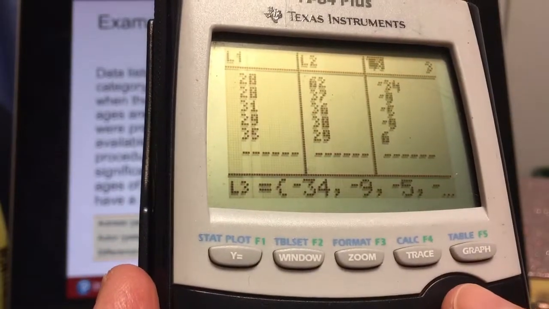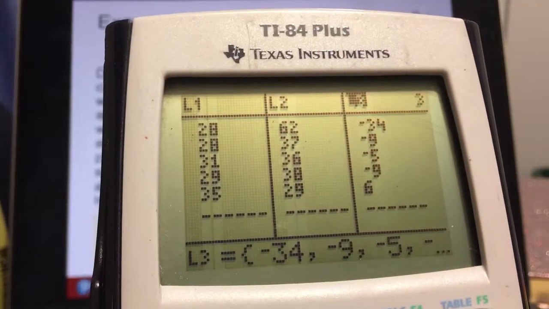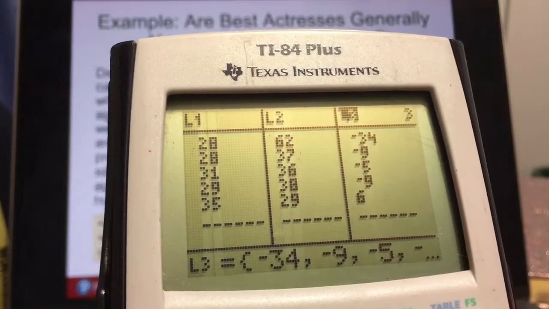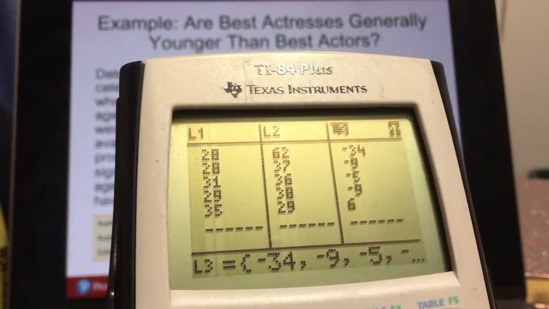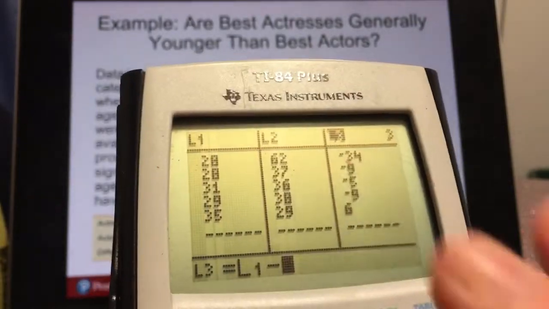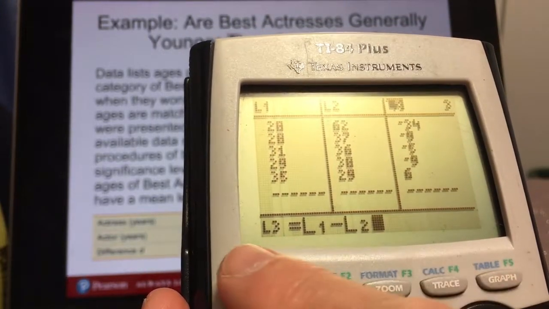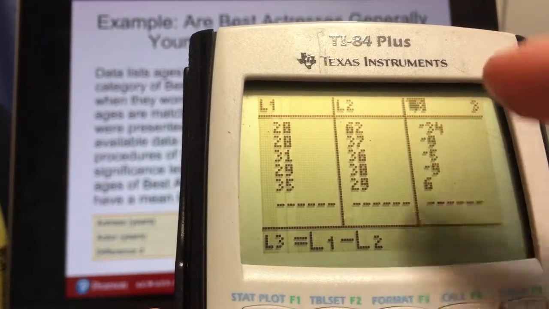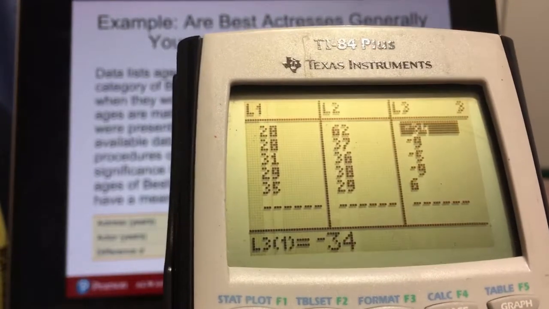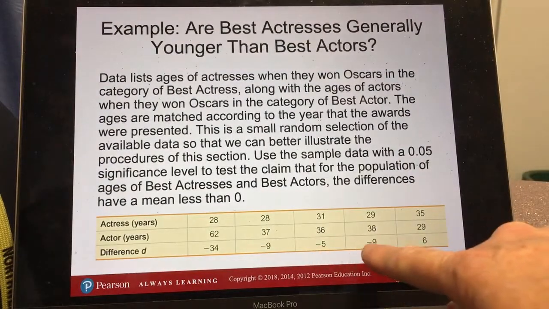Now, when I went to this one right here, let's see if it shows it here. It doesn't show it anymore, it shows the values. But what I did here in L3 is I went up there and I hit L3 is equal to, and then I did second L1 minus second L2. So now, do you see this little defining statement I have down here? L3, and I'm doing this up at the very top. L3 is equal to L1 minus L2. So I'm making a column for my difference here. And then when I enter it, I get -34, -9, -5, -9, 6.